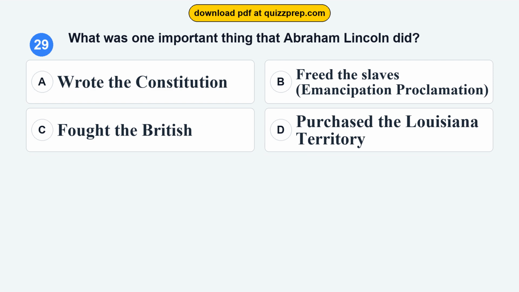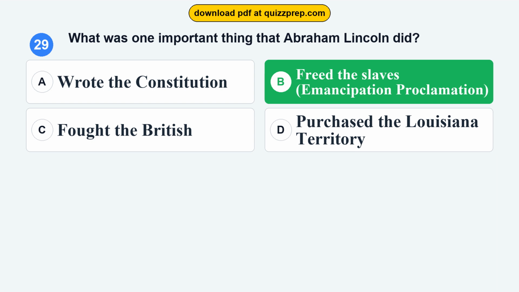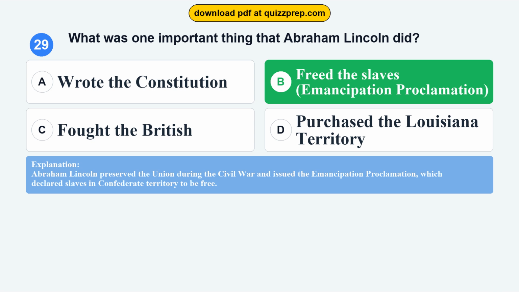Question 29. What was one important thing that Abraham Lincoln did? Option A, wrote the Constitution. Option B, freed the slaves, Emancipation Proclamation. Option C, fought the British. Option D, purchased the Louisiana Territory. The correct answer is option B, freed the slaves, Emancipation Proclamation. Abraham Lincoln preserved the Union during the Civil War and issued the Emancipation Proclamation, which declared slaves in Confederate territory to be free.